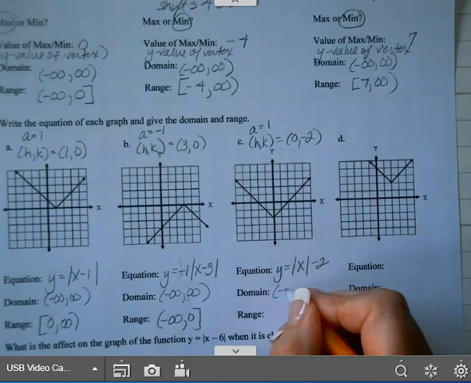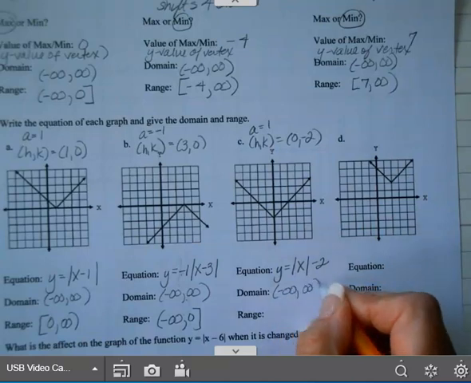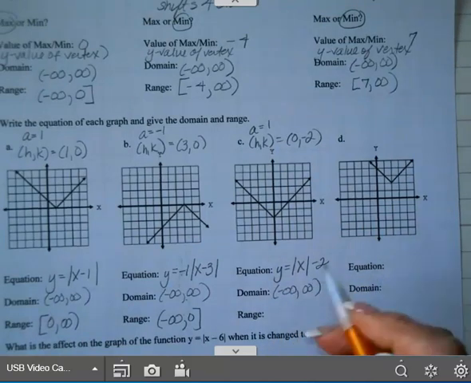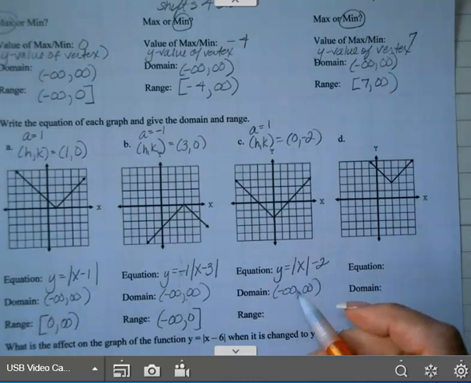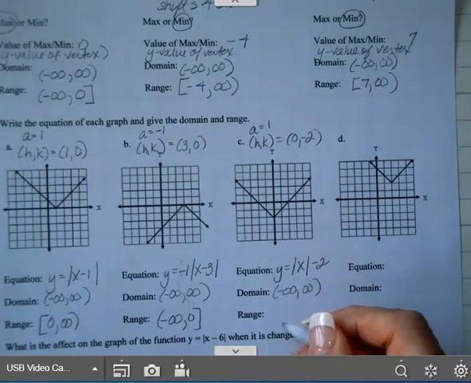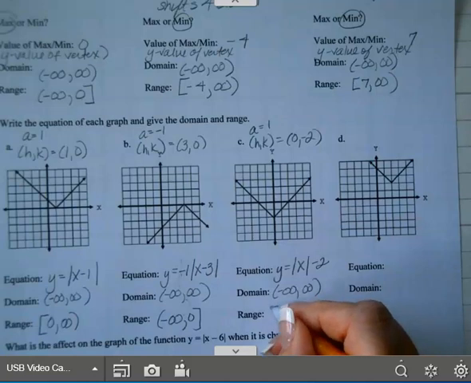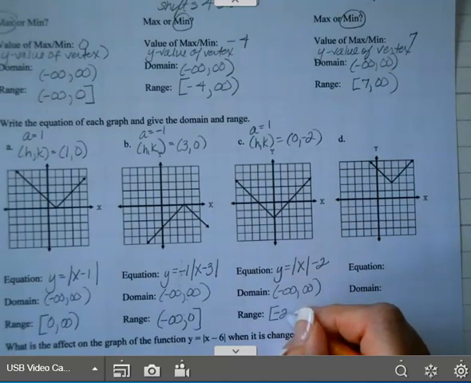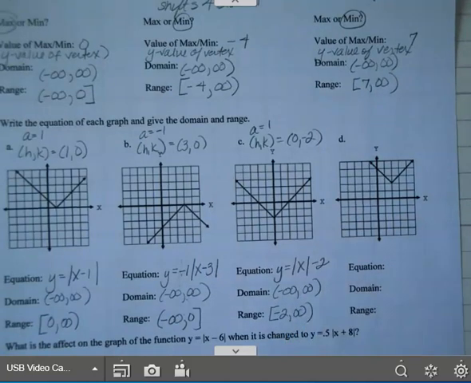Your domain is negative infinity to infinity. Your range, since A is positive 1, it's going to have a minimum. And the minimum value is your y value from your vertex, which is negative 2. And then it goes up from there.